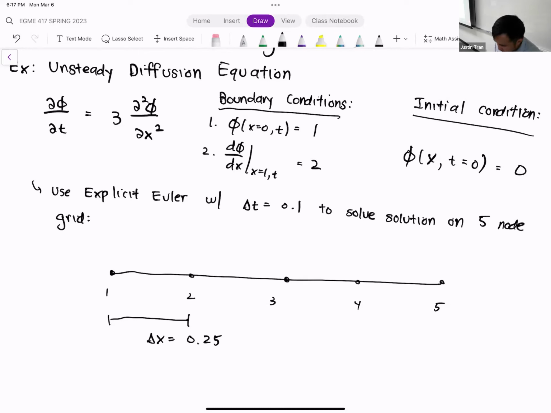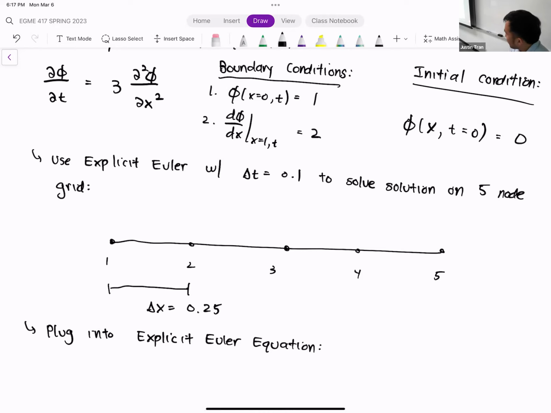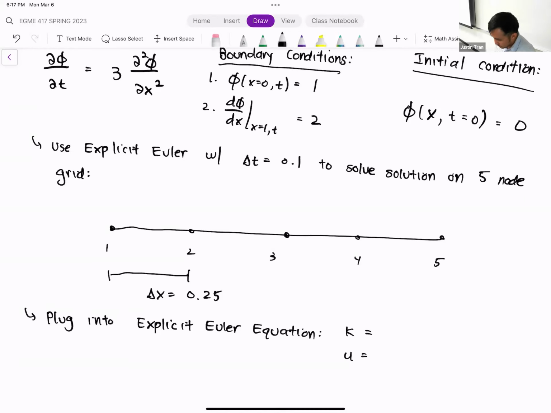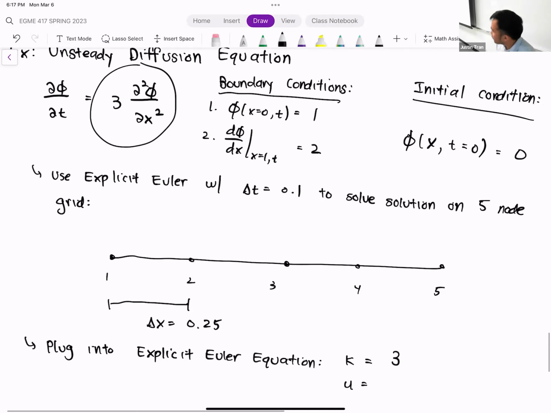All right. So let's go ahead and plug into our explicit Euler equation. We have a lot of the parameters here already. We have delta t, we have delta x. The only other things that we need are the values for the diffusion constant k, as well as the convection velocity u. Once we have those settled, we can just plug in for everything. All right, so let's do k first. k is the diffusion constant, and so it's just whatever coefficient is in front of the second order derivative. In this case, we have our second order derivative here in the equation, and we can see that the coefficient in front of that term is 3. So in this case, k is equal to 3.